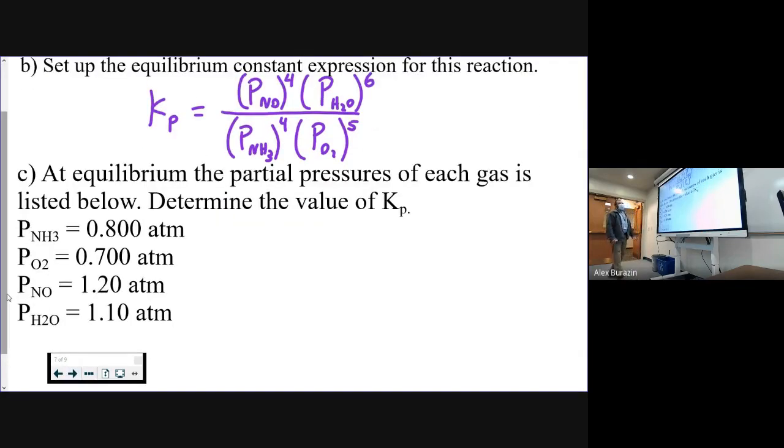Okay. At equilibrium, the partial pressures of each gas is listed below. Determine the value. Okay, let's load the stuff in. Go ahead if you have not done so already.